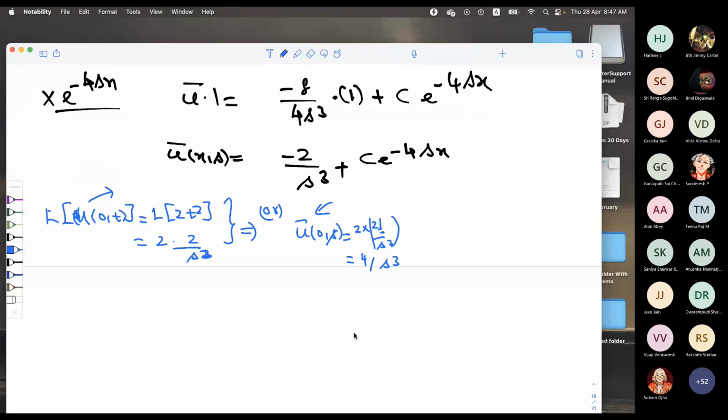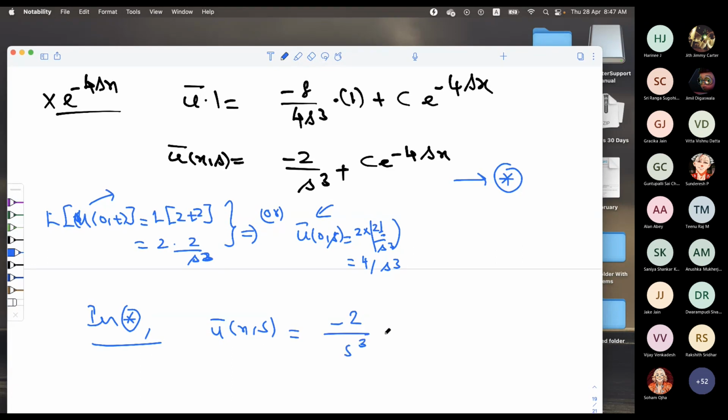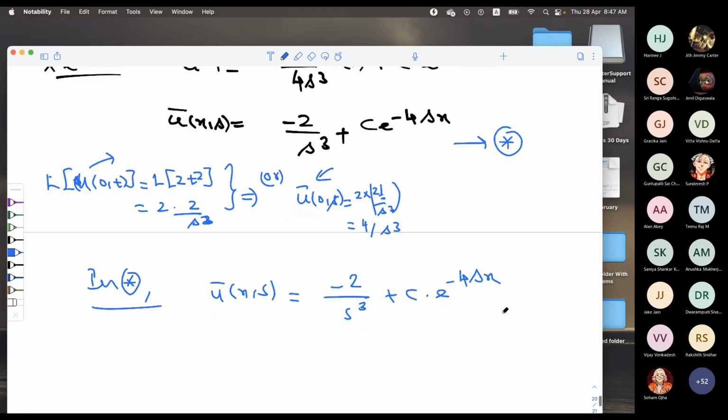So here in this solution, suppose this is my star. In star, u of x comma s is minus 2 divided by s cube plus c into e raised to the power minus 4sx. Suppose here we are putting x equals to 0, because u bar of 0 comma s we are having. This is u bar of 0 comma s, and this is the same as 4 by s cube. Is it clear?